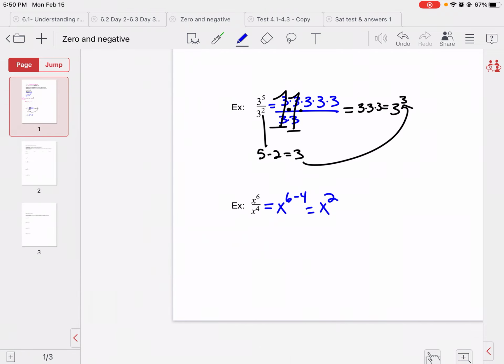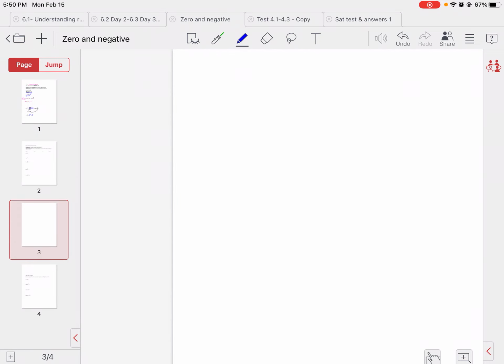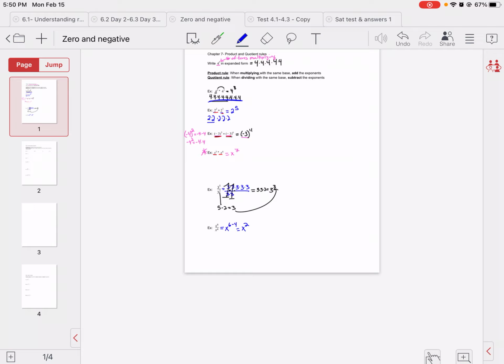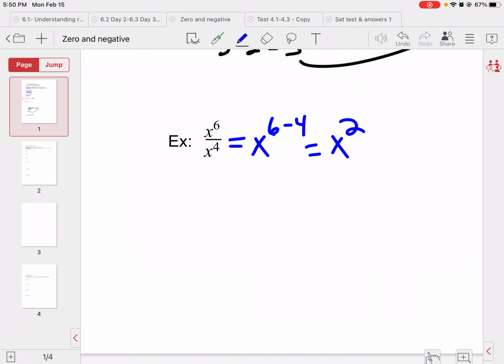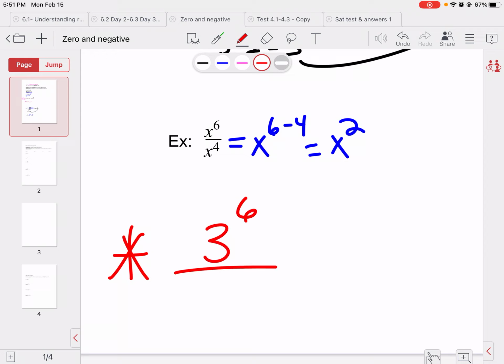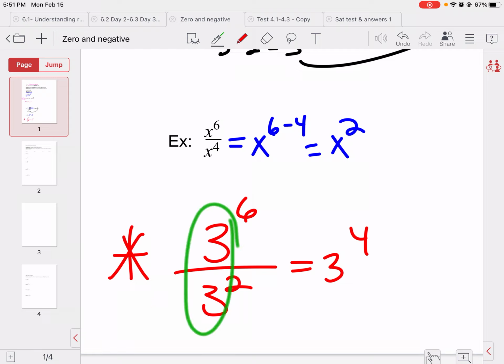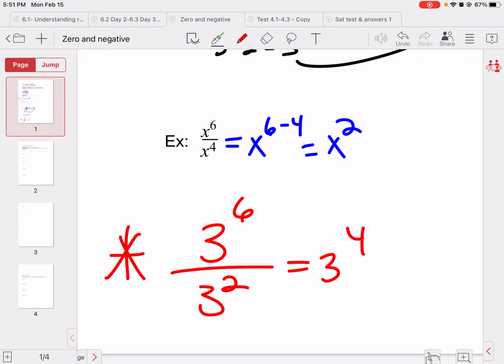Do I have another one on this next page? I do not. So let's give you an example problem to do for your Edpuzzle. What if we had 3 to the 6th over 3 squared? What would that equal? And this would be 3 to the 4th, because 6 minus 2 is 4. Okay? Again, we're going to have the same base in order for this to work. If we don't have the same base, we can't do anything to simplify.